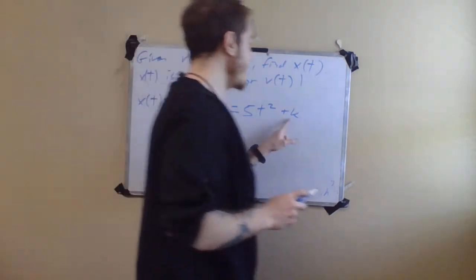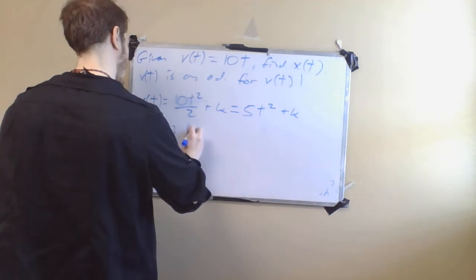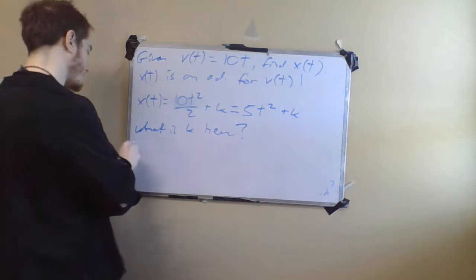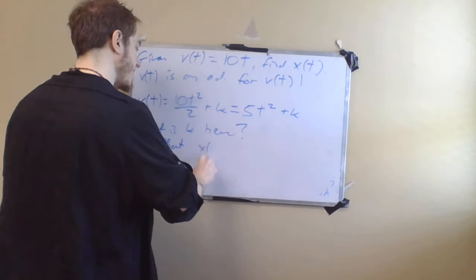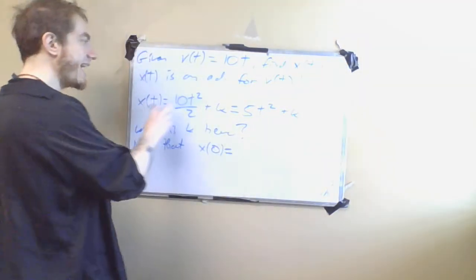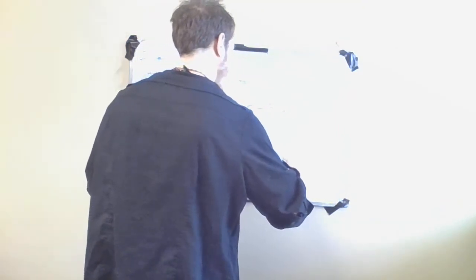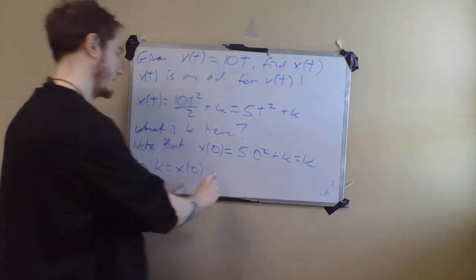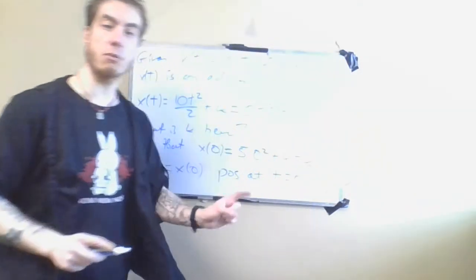Okay, so what is this constant? What is k here? Well, the answer is something that we can notice pretty easily. If I plug t equals 0 into x here, I would get 5 times 0 squared plus k, which is equal to k. So k is actually the position at time t equals 0.